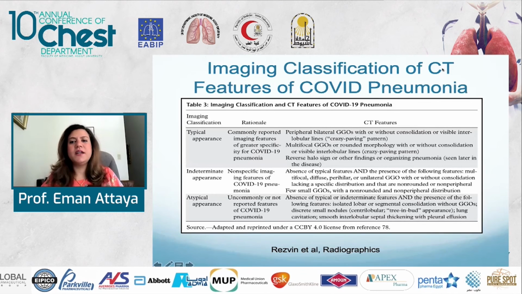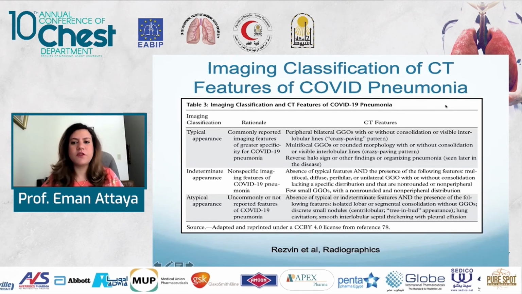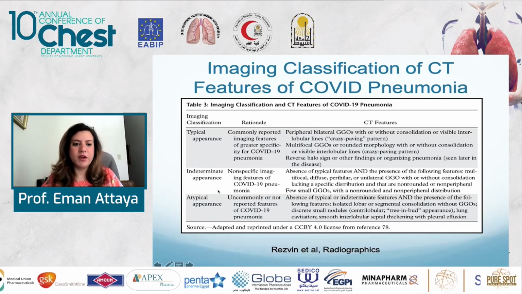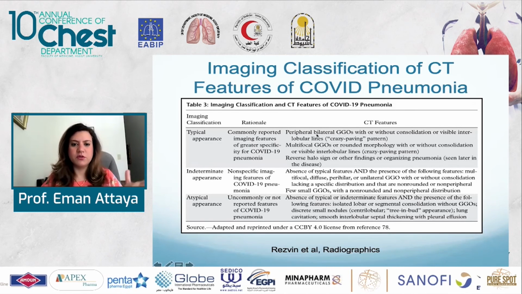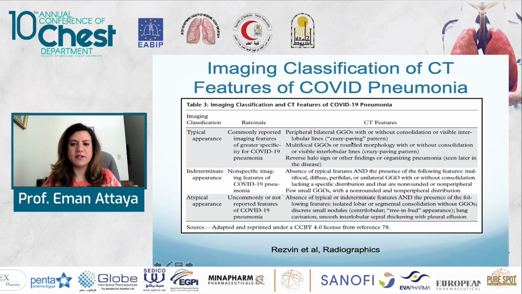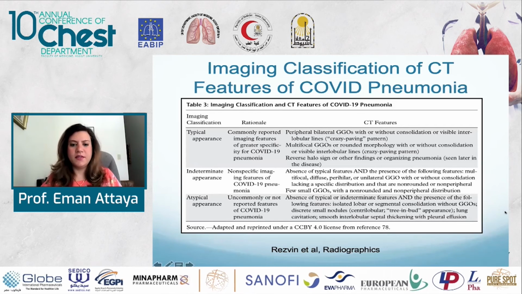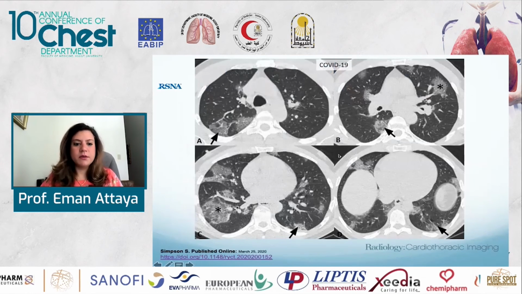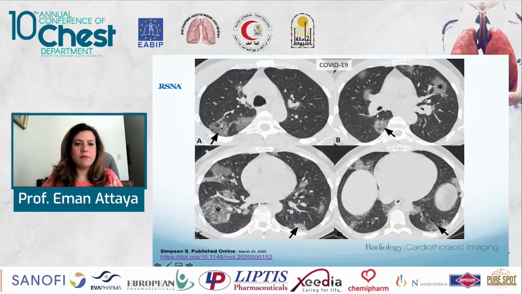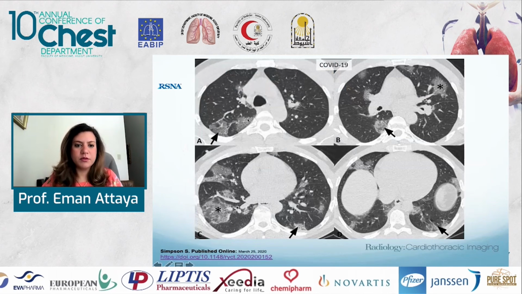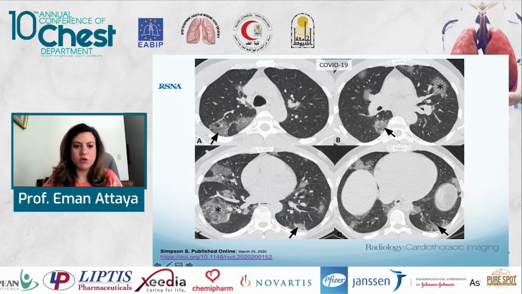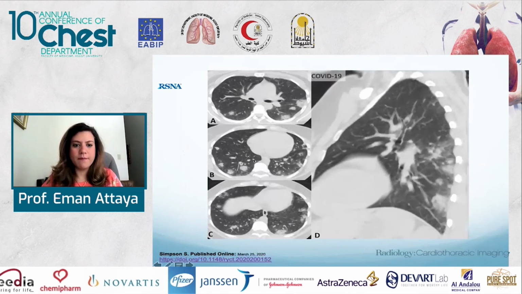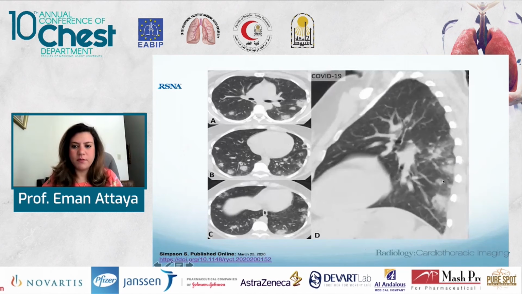And they've classified the CT imaging features of COVID pneumonia as a typical appearance, indeterminate appearance, and atypical appearance. The typical appearances, like we mentioned earlier, are peripheral bilateral ground glass opacities, multifocal, things like that. So here's the typical appearance. Again, patchy, ground glass, subpleural opacities, multifocal. Here's a more rounded morphology of the COVID pneumonia.